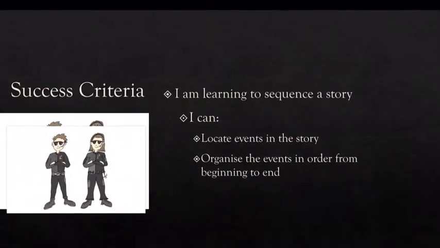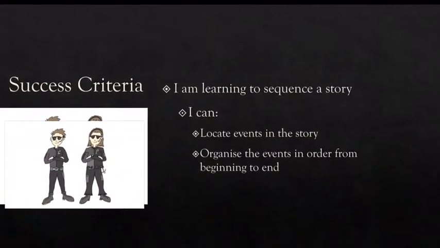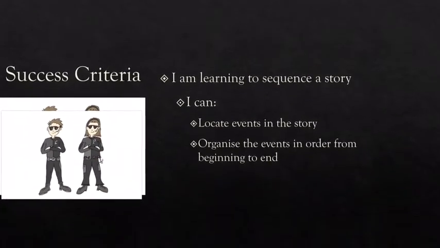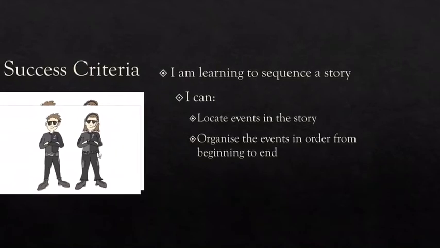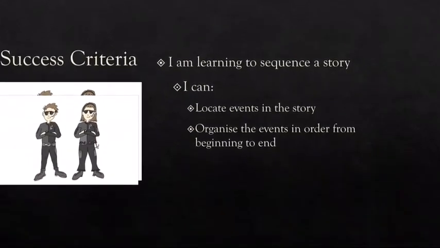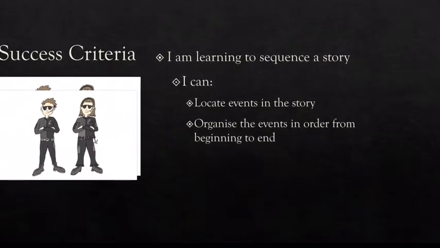To be successful in this part of the lesson, this is what we're going to have to be able to do. In order to sequence a story, we're going to have to locate information in the story, and then we're going to have to organise the events in order from beginning to end.